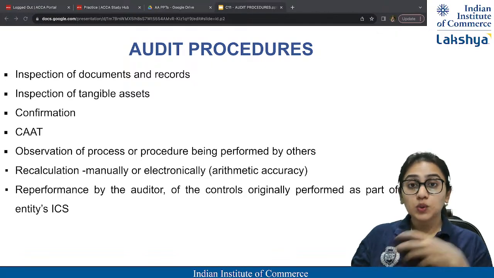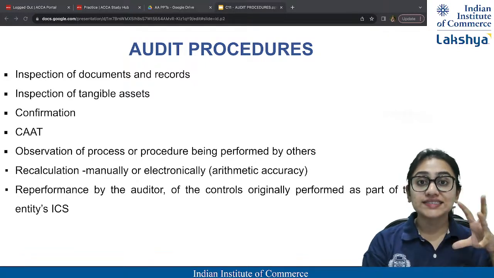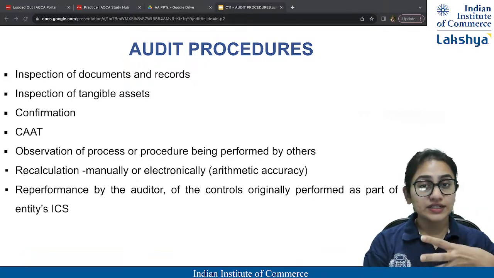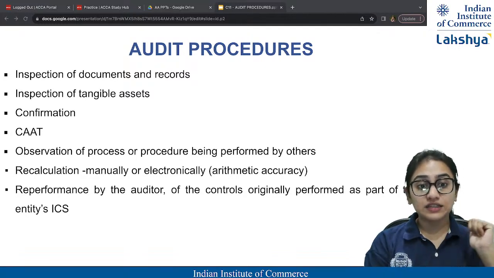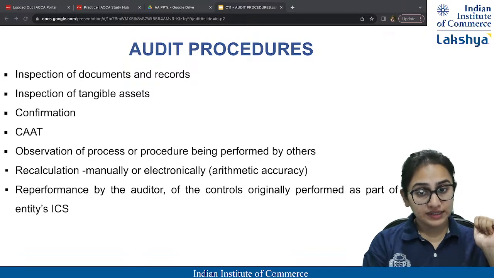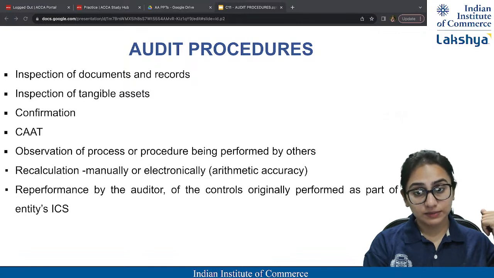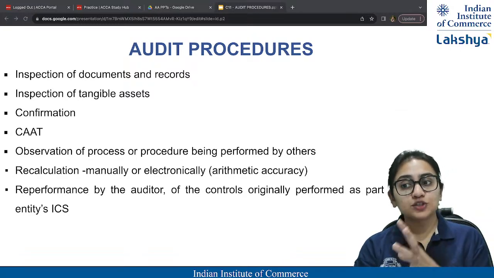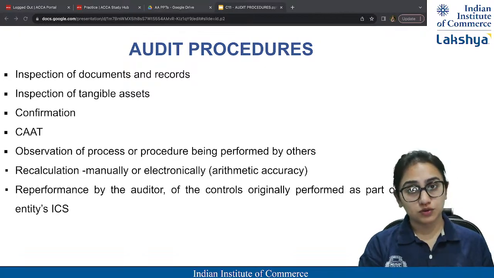Recalculation, because we are auditors and we cannot trust the management directly, so at least for a sample of items I have to recalculate things either manually or electronically to confirm the arithmetic accuracy of the same. Reperformance by the auditor of the controls originally performed as a part of entity's internal control system. So it's like the management has performed certain things, but I will re-perform it and see if whatever the management has done is proper.